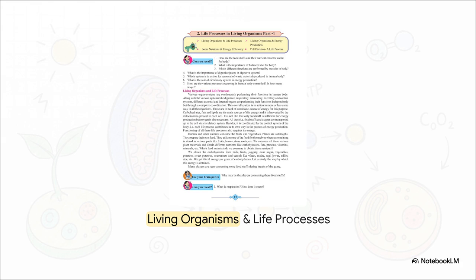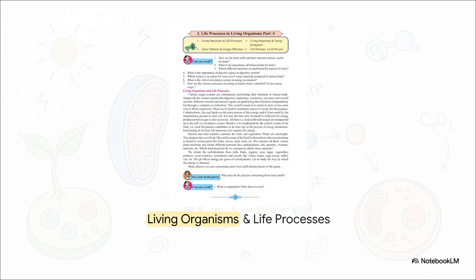To really understand this, we first need to look at living organisms and life processes. We consume various plant materials daily, and from them we obtain nutrients, like carbohydrates, fats, and proteins. For instance, we get our carbohydrates from milk, fruits, jaggery, and cereals like wheat and rice.